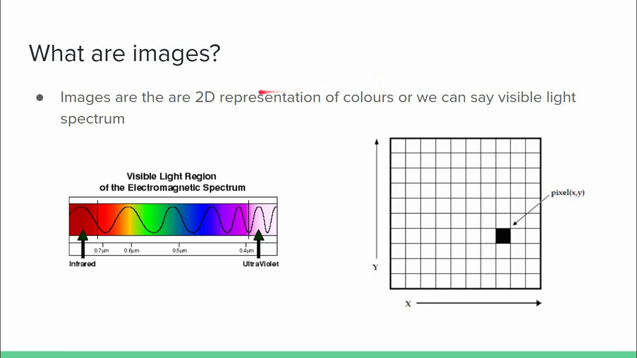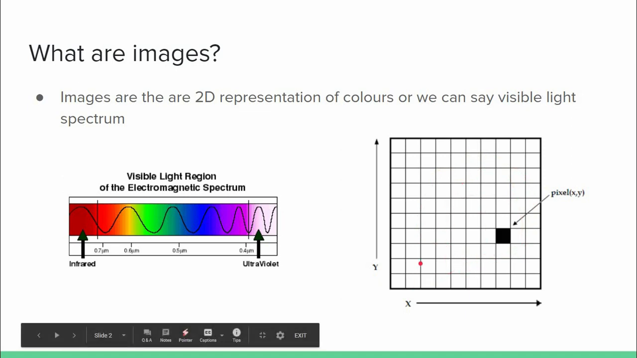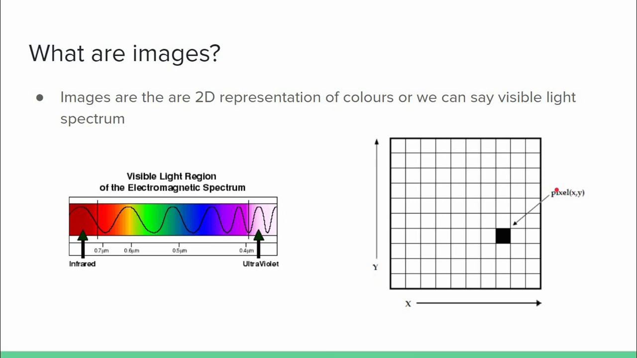So images are the 2D representation of colors, or we can just say the visible light spectrum, which we see through our eyes, like red, green, blue, and all sorts of colors in a single pixel. So here in the pixel, we mix different varieties of color and we get a new color, or we can say we fill out these pixels in such a manner that we get an image. So that's how images are formed in real life, and that's how our brain processes it.